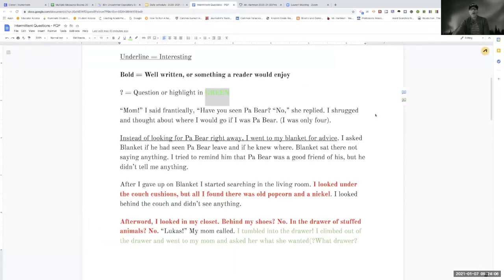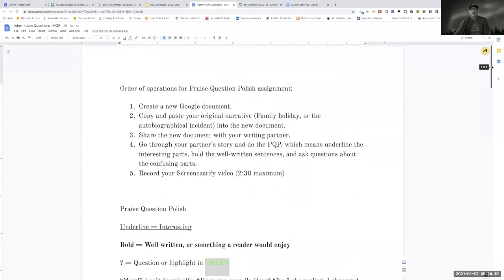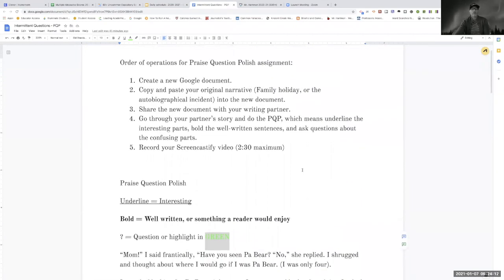So let's go back to this document that we worked on yesterday. Before I get into the document, here's where we should be. You should have created a new Google document that you can share with your partner. You should have copy and pasted your original story, either the family holiday or the autobiographical incident, into the new document. Once everything is in that new document, you should have shared it with your partner.